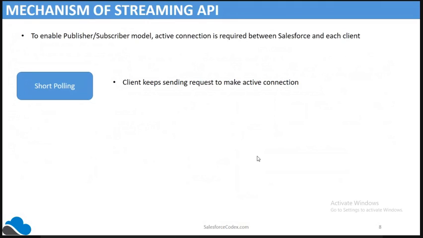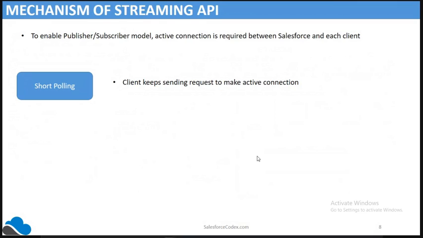What is the mechanism of streaming APIs? Now I told you the client and server are connected. In the publisher and subscriber model, a connection between server and client is always required. If they are not connected, of course, the client will not get the notification. The active connection required in this model is achieved in two ways.